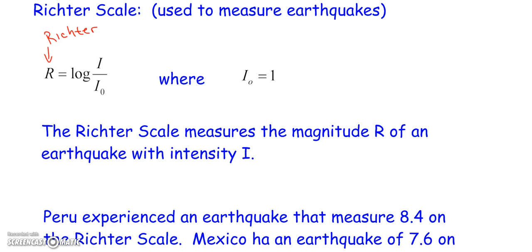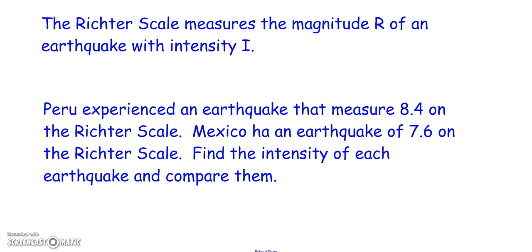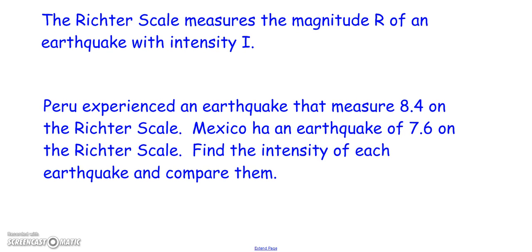That's the actual Richter score, and this value I is called the intensity. And the original intensity, that's what I sub 0 stands for. I sub 0, the original intensity, is 1, so this is always going to be a 1 in this statement. So we're going to use the Richter scale to figure out the intensity, because if you know the Richter score, you can figure out the intensity of the earthquake.